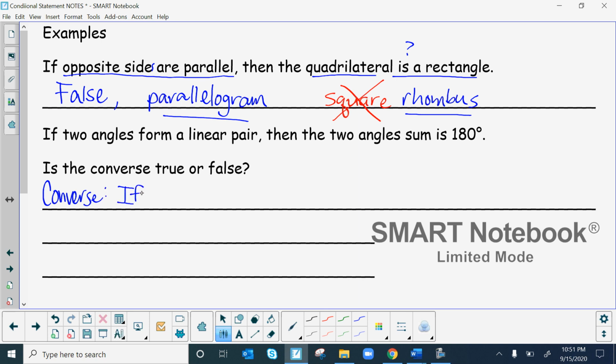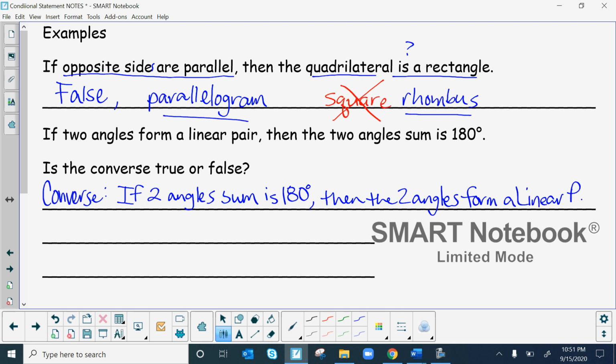If the two angles sum it is 180 degrees, then the two angles form a linear pair. All right, so now that I got the converse down, let's study that one.